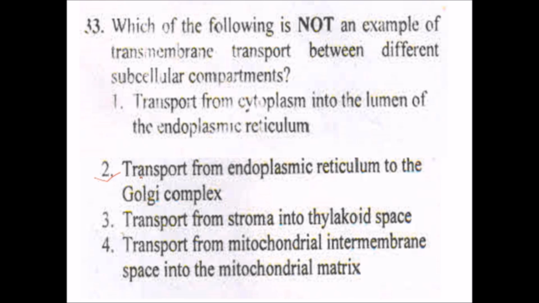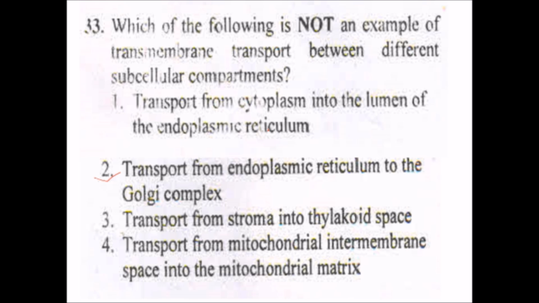Why? What does transmembrane transportation mean? Suppose this is the membrane, and transportation across the membrane is the transmembrane transportation. In all the previous cases, if you see from cytoplasm to lumen or the other cases, there is a definite membrane across which the solutes or the materials are passing. But in transportation from endoplasmic reticulum to the Golgi complex, what happens?